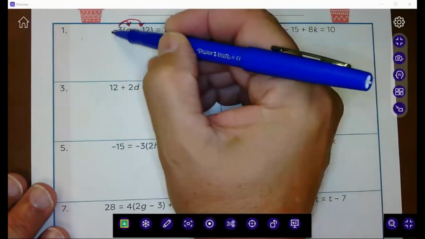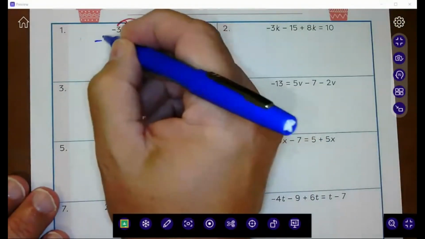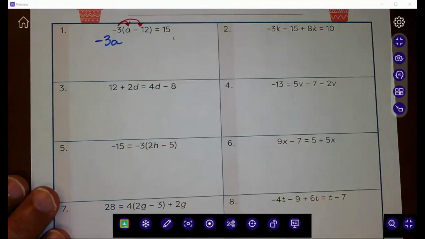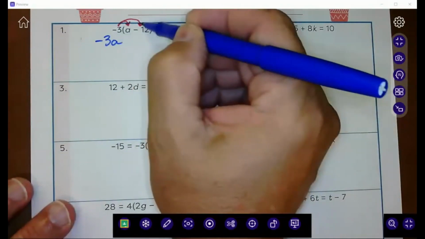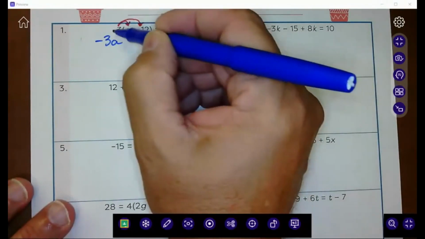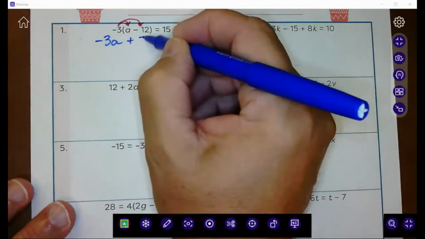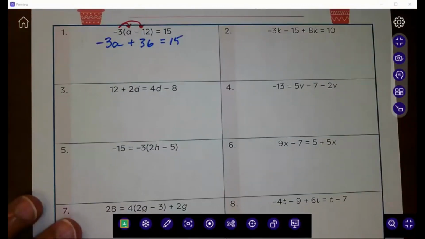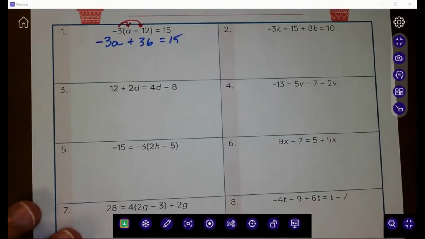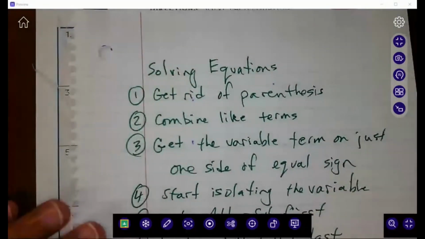So when I take the -3 and multiply it by A, I get -3A. -3 times A is -3A. -3 times -12, a negative times a negative is a positive, and 3 times 12 is 36. All right, so we have gotten rid of the parentheses.